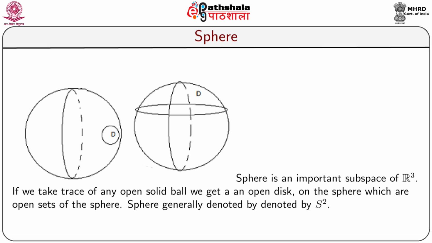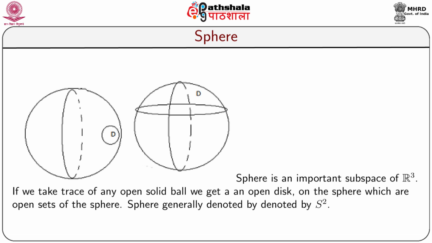Now, let us come to the important example of the sphere. Sphere is in R3, in fact, the collection of all points of R3 which are at a distance 1 from the origin. So, what are the open sets of a sphere? As the sphere is a subset of R3, we have to intersect the sphere with open sets of R3. So, what are the basic open sets of R3? We know that basic open sets of R3 are open solid balls.